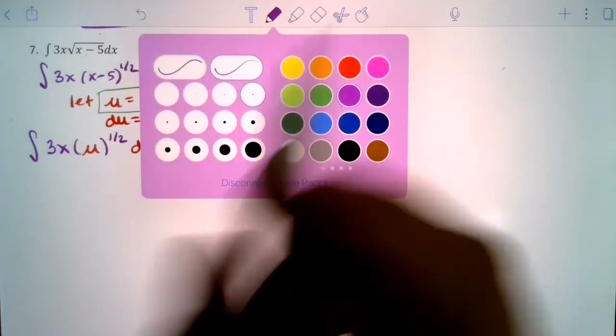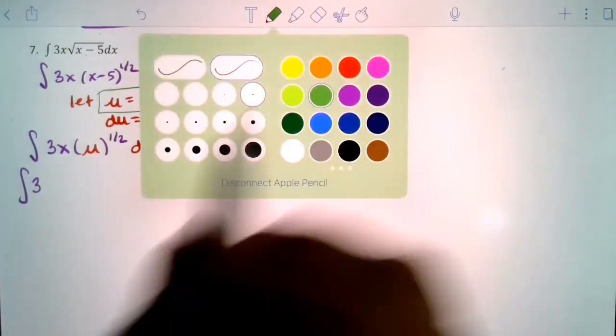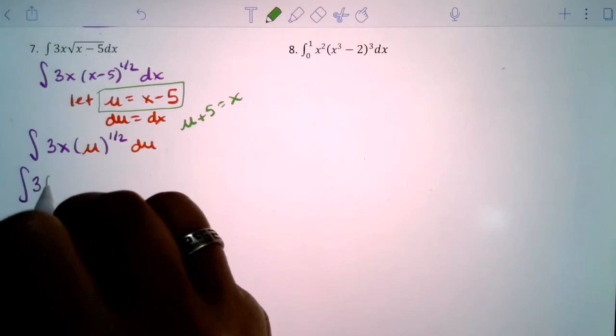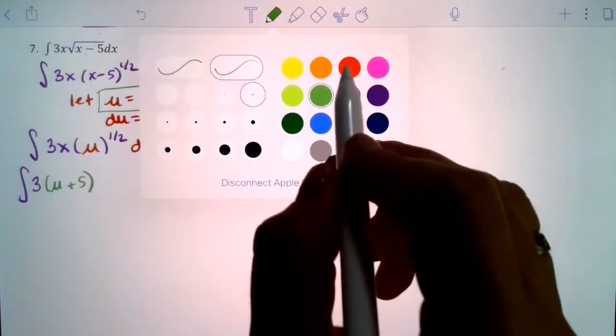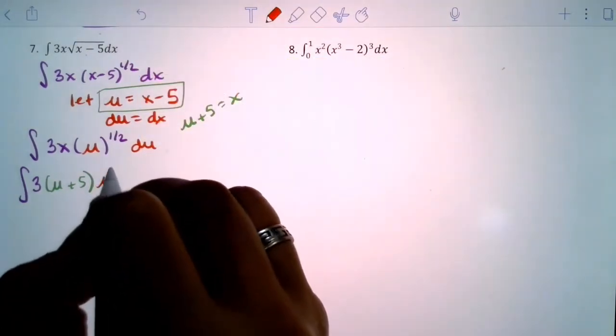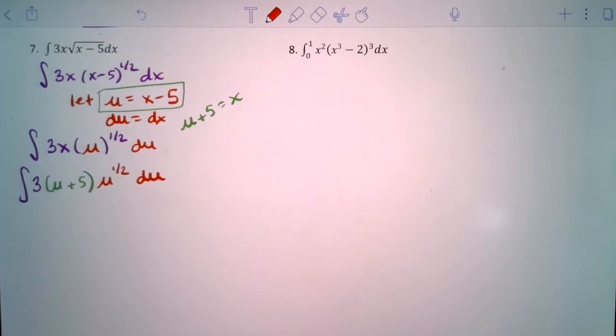So here's my original integral, right? I'm not bothered by the 3. But instead of writing x, I'm going to write its equivalency, which is u plus 5. And then I still have that u to the 1/2 du. This is mission accomplished right here, in terms of you have gotten rid of all of the x's. You have totally transformed this integral from the x variable to the u variable. I am not out of the woods yet because now I have to see, well, can I actually integrate this?